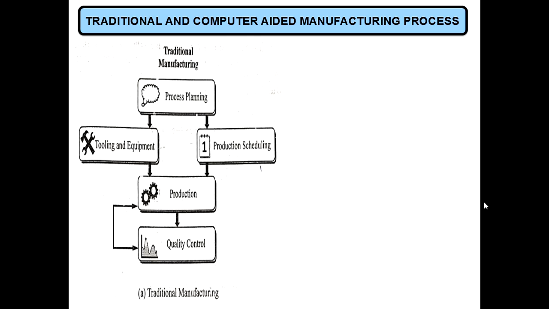Then we have the tooling and equipment, and production scheduling. Then we have the production, which can be controlled or checked with the help of quality control techniques. Production is nothing but the conversion of raw material into the finished product. Different manufacturing or production techniques are available, and we can check the quality with the help of different quality control techniques. So these are our traditional manufacturing.